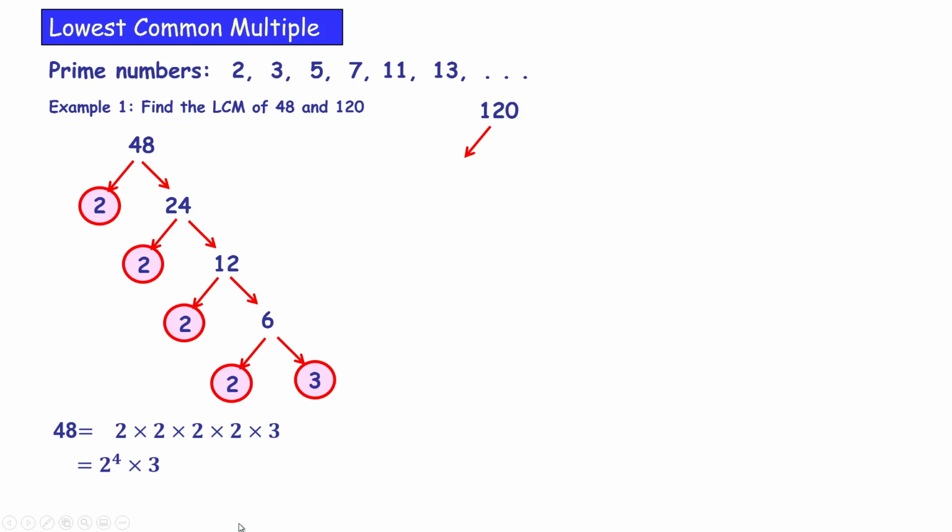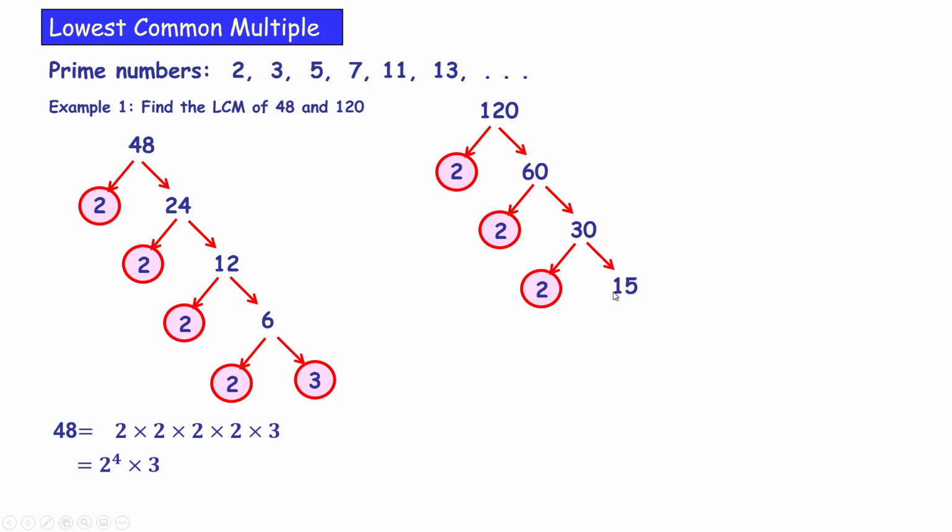And we do the same thing for 120. So does 2 go into 120? Yes, it does. 60 times. Circle the 2 because it's prime. Check if 2 goes into 60. Yes, it does. 30 times. Circle the 2 again. Yep, 2 does go into 30. 15 times. Circle the 2.